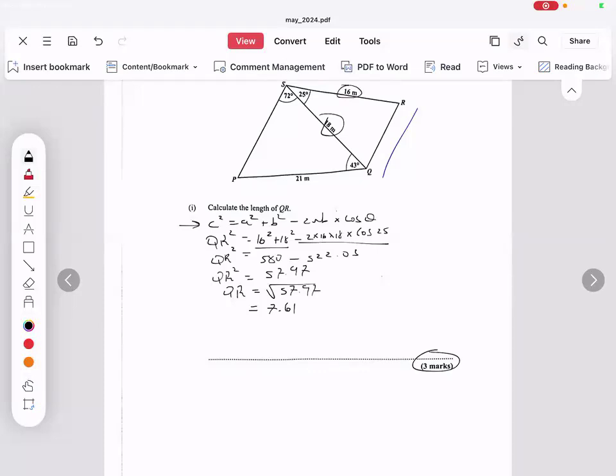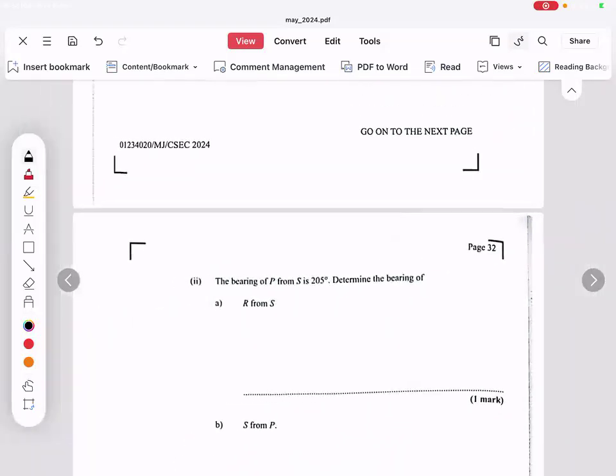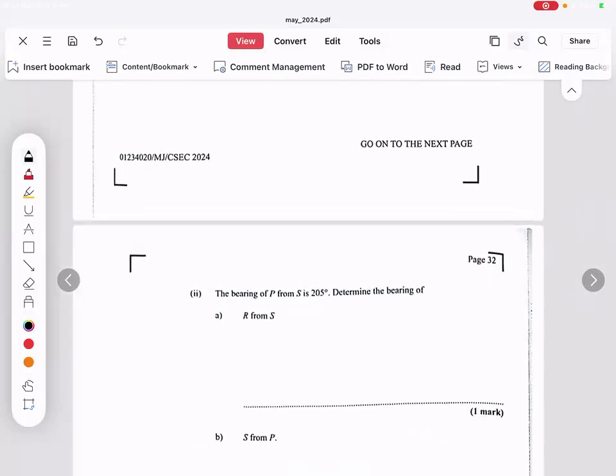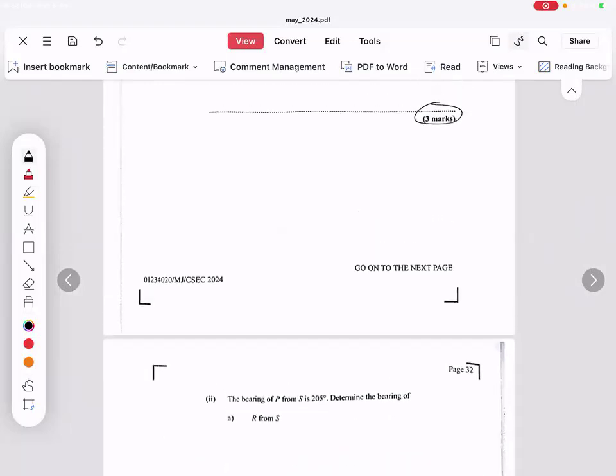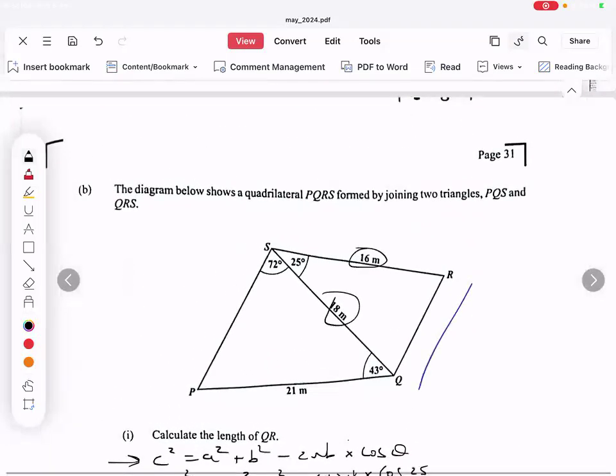All right. Moving on to the next question. Now jump into the bearing. The bearing of P, but it has to be measured from S, is 205. So the bearing of P, but you're measuring it from S. So we need a north line at S.